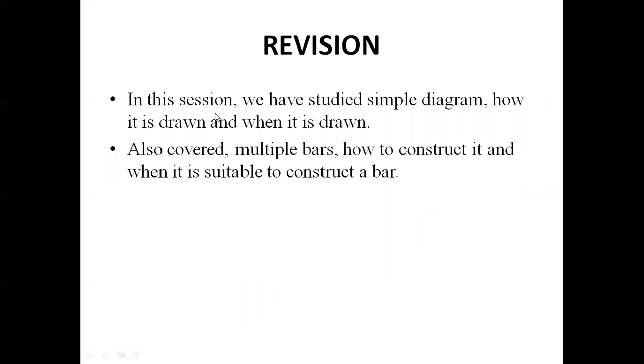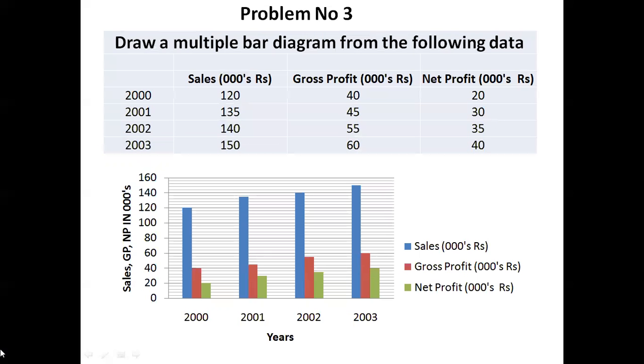Next, we are concluding the session. In this session we have studied simple diagrams, how they are to be drawn and when they are to be drawn, that is, the simple multiple bar diagram. We also covered the multiple bar diagram, how to construct it and when it is suitable for construction. It is suitable when we want to show different attributes under the same variable. What does it mean? Different attributes means this one is sales, this is gross profit, this is net profit. Here the year is the variable.